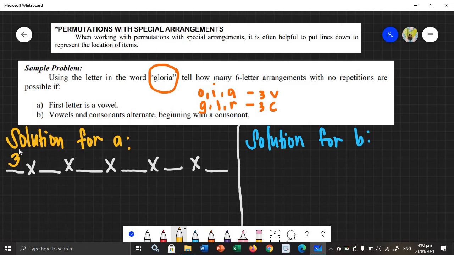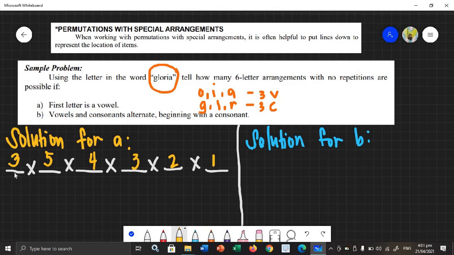And then, if our first letter is a vowel, there will only be 5 letters left available. Okay? Because we already placed the first letter in the first blank. Now, the 5 remaining letters, you need to arrange in these 5 blanks in descending order. So, we have 5, 4, 3, 2, and 1. So, why, ma'am, descending?